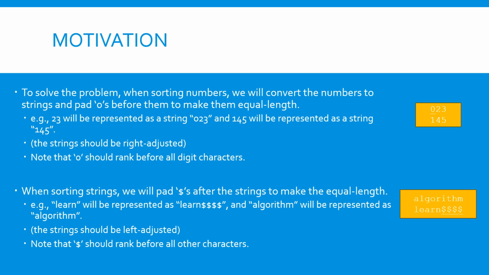For example, when sorting numbers 23 and 145, we first make strings 23 and 145, then pad 23 into 023. Now, the lexicographical ordering of strings 023 and 145 is the same as the ordering of numbers 23 and 145.